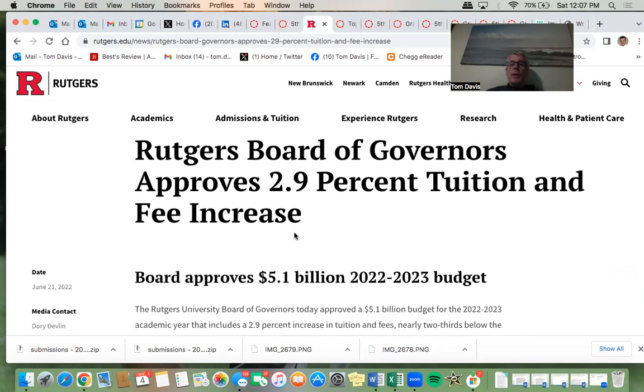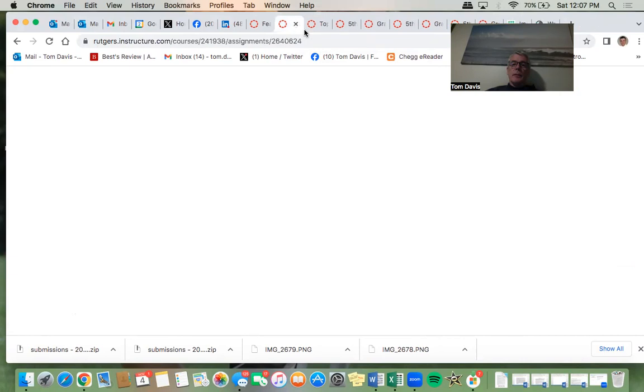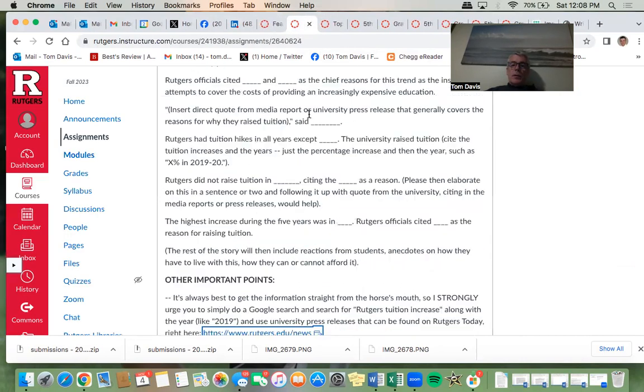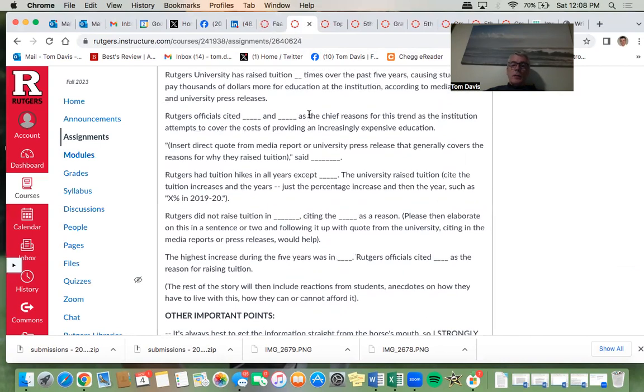Okay. All right. So going back to this, this is the graph where you actually list the increases. People like lists. They want to see where it's trending, where things are heading. It's not heading in a good direction in terms of tuition. So what you do is, you do X%. It says the university raised tuition, cite the tuition increases and the years.